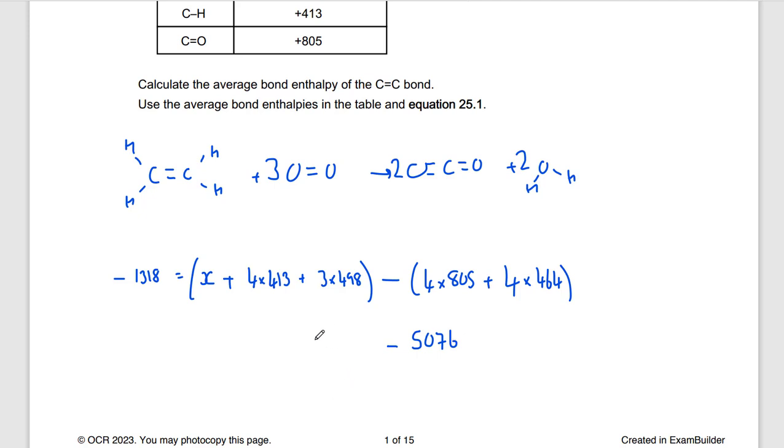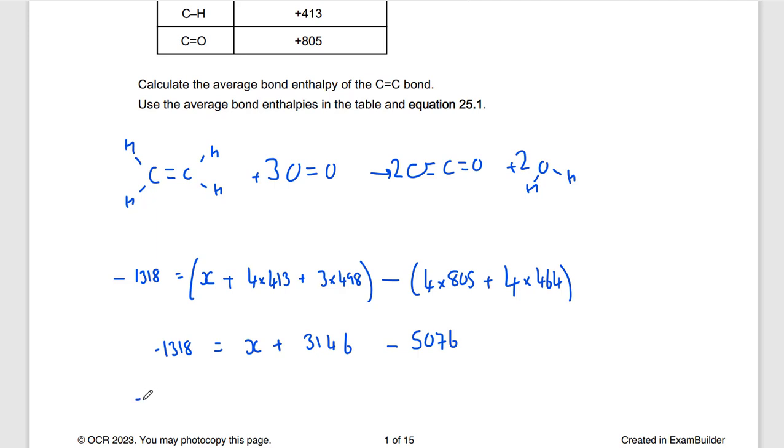Okay, gives you 3146. So x plus 3146 minus 5067 equals minus 1318. And now it becomes a straightforward game of rearranging equations. So all we need to do to rearrange this equation is take my plus 3146 onto the other side.